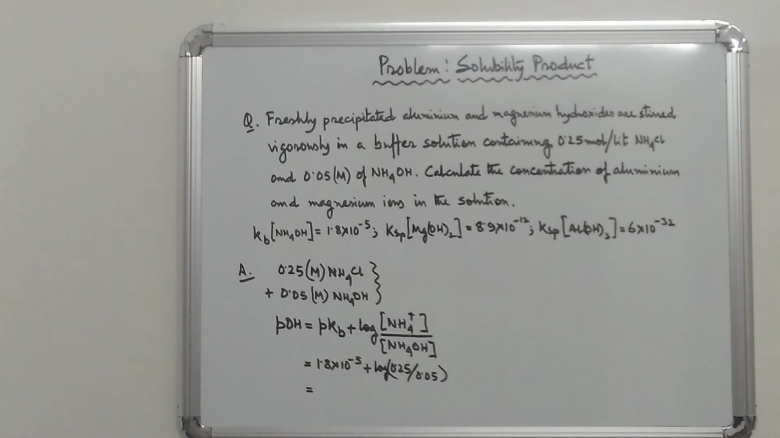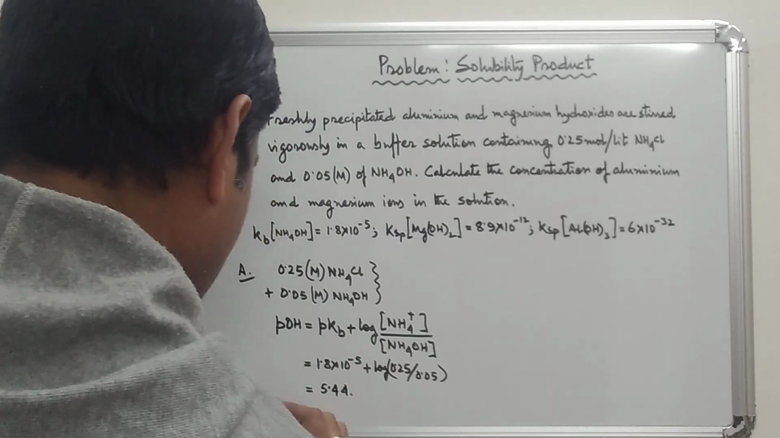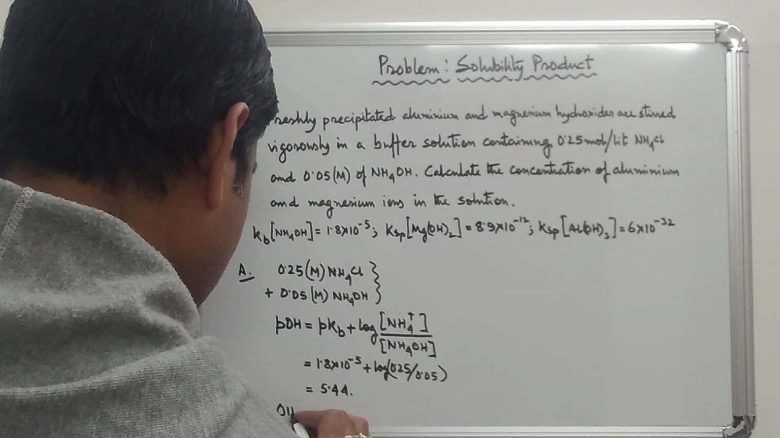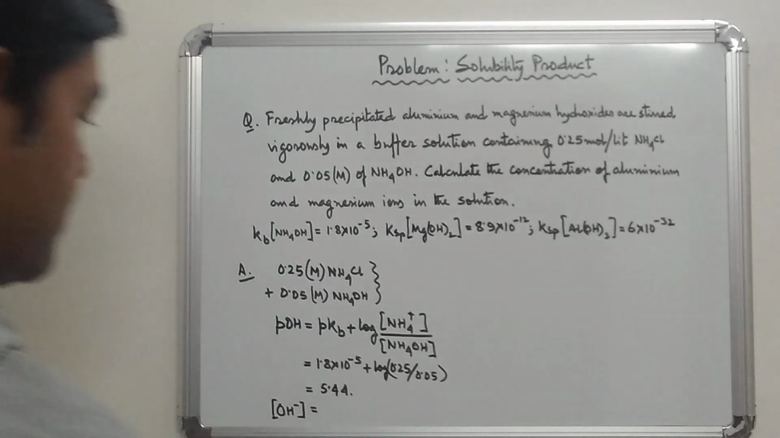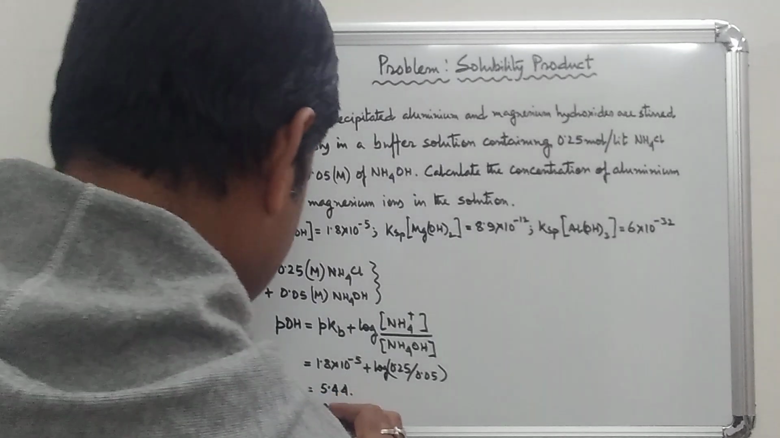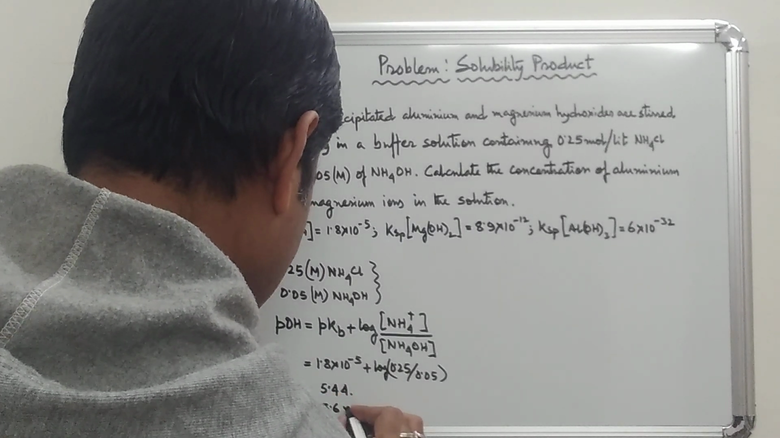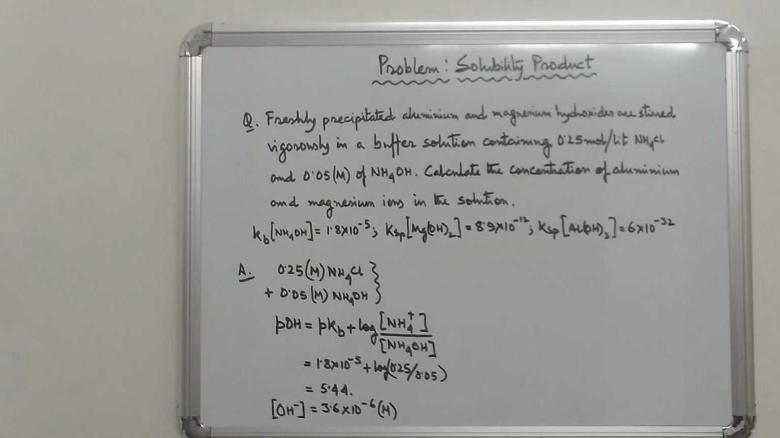So this becomes the value 5.44. After calculation, after taking the anti-log, pOH will be the negative logarithm of the OH minus ion concentration. This becomes 3.6 into 10 to the power minus 6 mole. Okay.